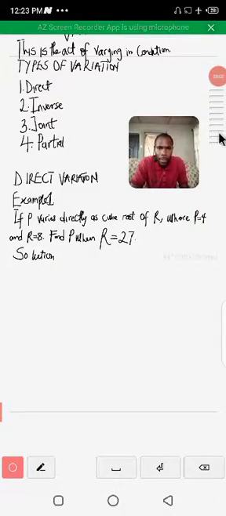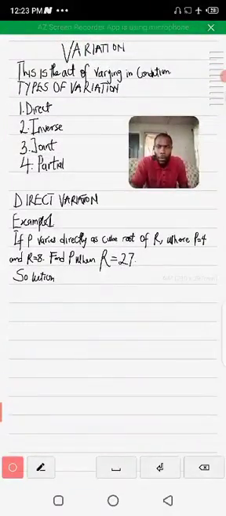Now I want to talk about variation. What exactly do we understand by variation? Variation is the act of varying in condition. We have types of variation: 1. Direct. 2. Inverse. 3. Joint. 4. Partial. Let's have an example under the direct variation.